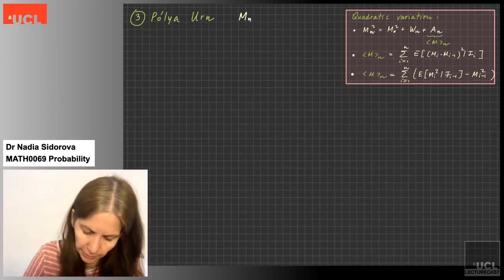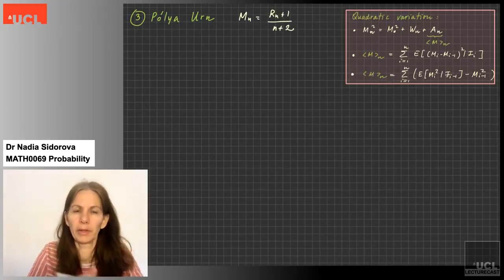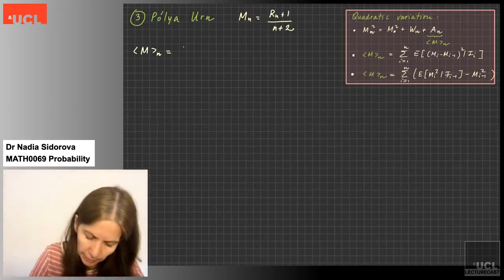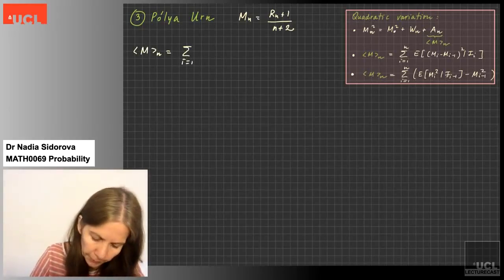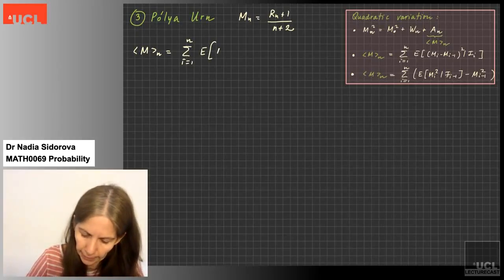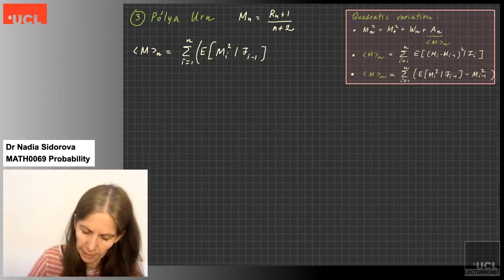So here we remember it is the proportion of red balls, R_{n+1}, in the urn. Again, there is nothing special about the increment of M. I will be using the last formula, the sum from 1 to n of the conditional expectation of M_i squared given F_{i-1}, minus M_{i-1} squared.